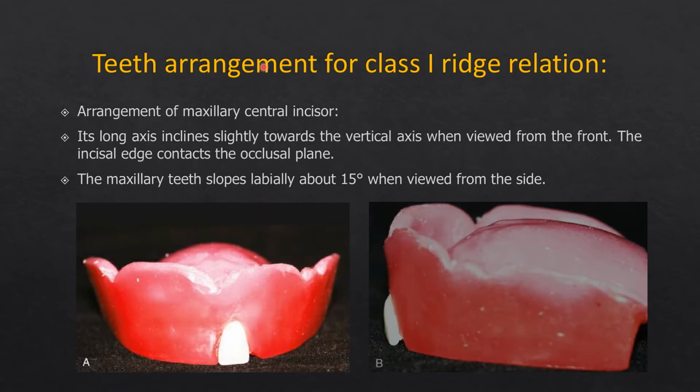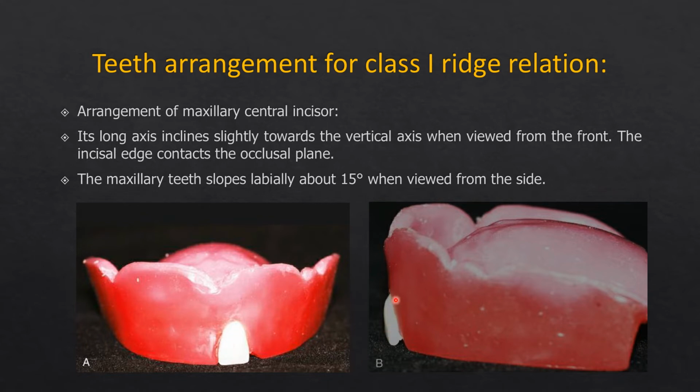Coming first to the teeth arrangement in a class 1 ridge relationship, which we generally encounter, the first tooth to set is the maxillary central incisor. The long axis is inclined slightly towards the vertical axis when viewed from the front, and the incisal edge is flush in contact with the glass plate, that is occlusal plane.